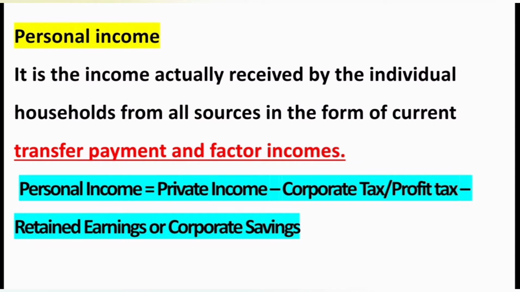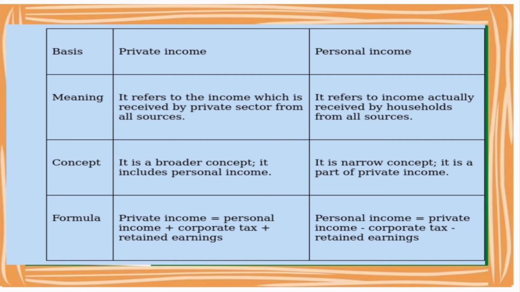And in private income, there is corporate tax and corporate saving. Corporate saving is otherwise called retained earning. They are the income of the private firms. It does not belong to household. So we have to deduct from private income the corporate tax, otherwise known as profit tax, and retained earnings, otherwise called corporate saving. These two are to be subtracted or deducted from private income in order to arrive at personal income.